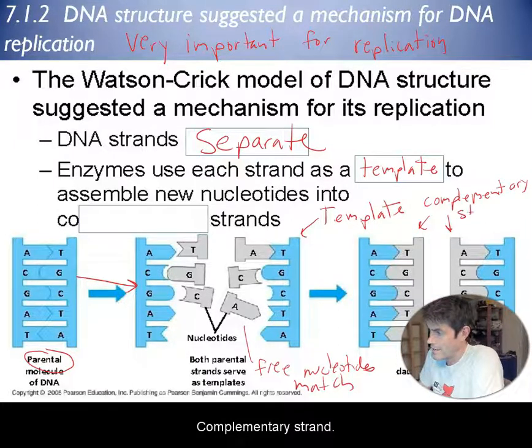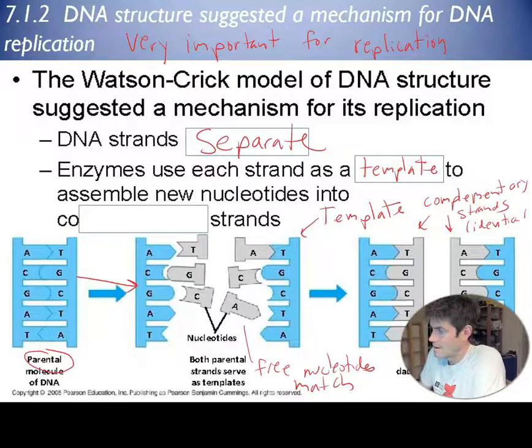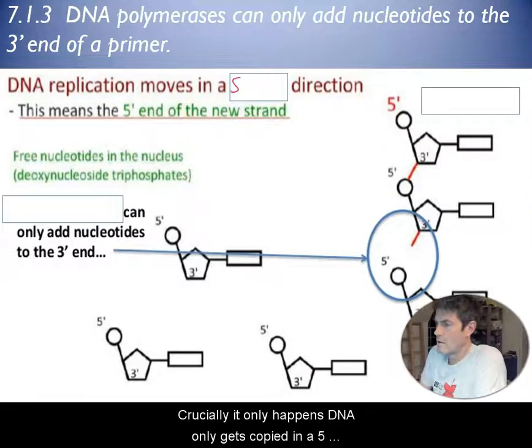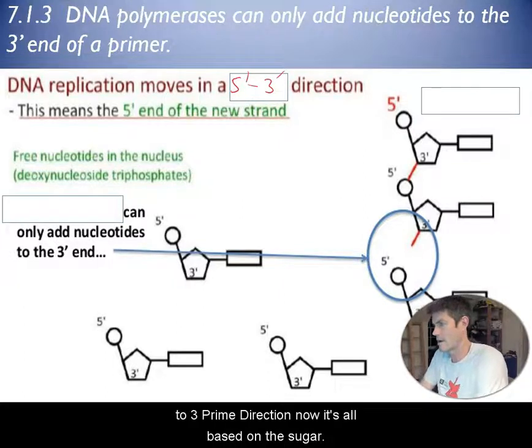Complementary strands. That means just they're identical, like what it says below here. Complementary. All right. Now, crucially, DNA only gets copied in a 5' to 3' direction.